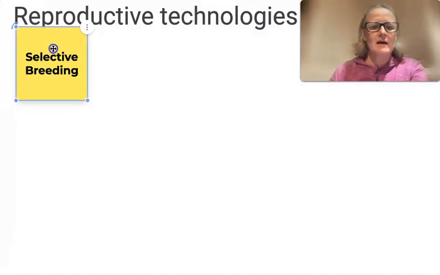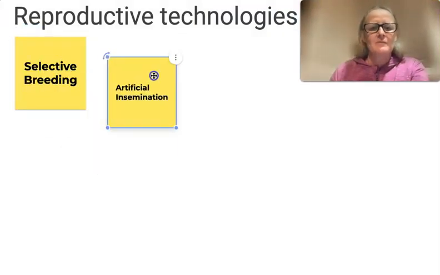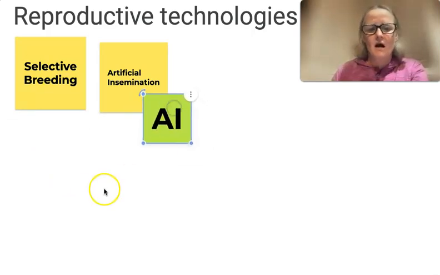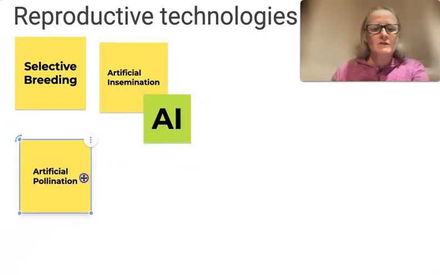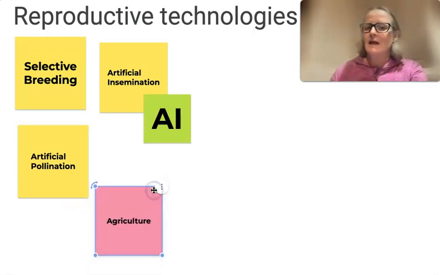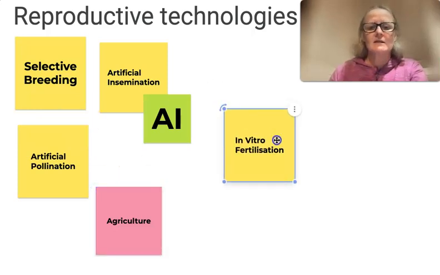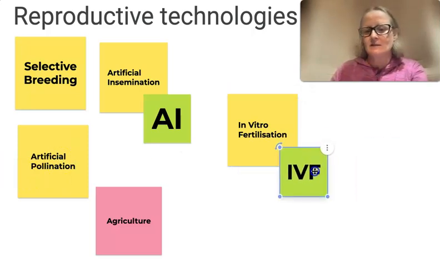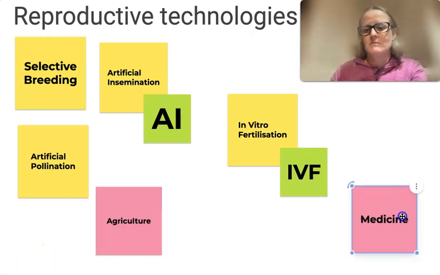We're going to be thinking about selective breeding, artificial insemination as a way to do selective breeding in animals, that's known as AI. Also artificial pollination, a way of doing selective breeding in plants. So these are both agricultural applications of reproductive technologies. Also related to this, we have in vitro fertilization, which is IVF. That has some applications in agriculture as well, but also in medicine.